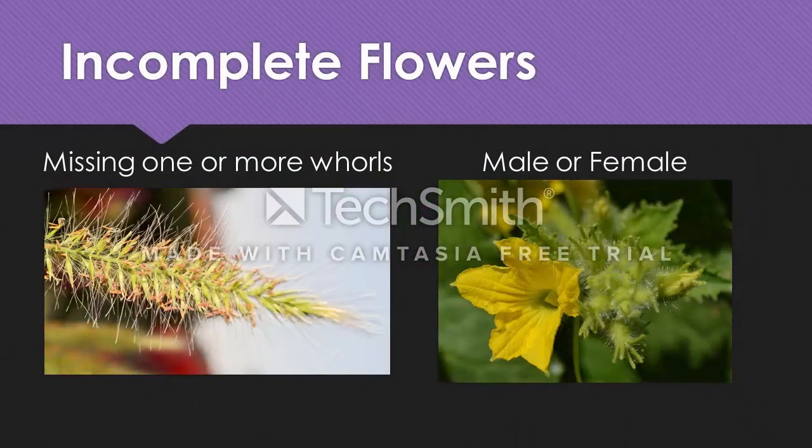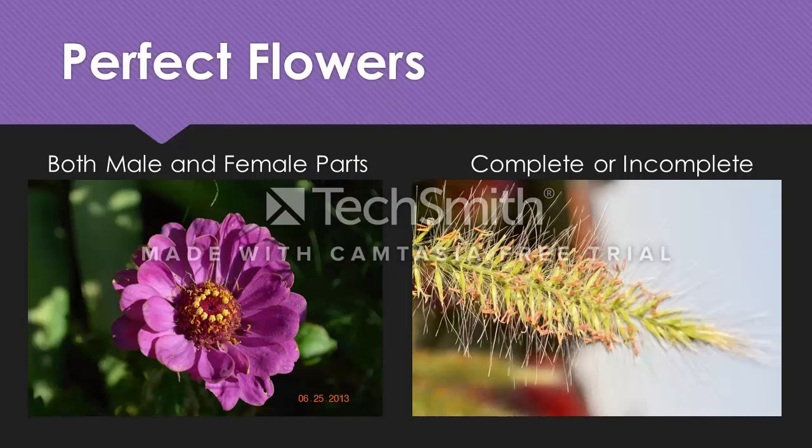The next type of flowers we're going to talk about are incomplete flowers. These are flowers that are missing one or more whorls. This can include the sepals, the calyx, the corolla or the petals, or it could also mean that they are missing either their male or female reproductive parts. Perfect flowers have both male and female reproductive parts. However, perfect flowers can be complete or incomplete. Grass is a good example of an incomplete, perfect flower.